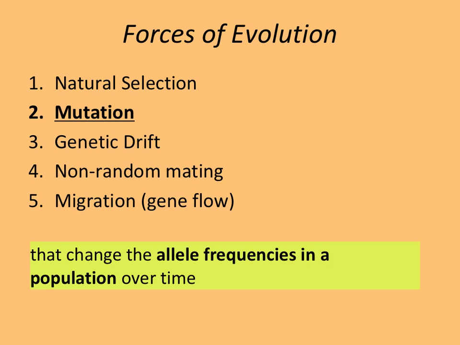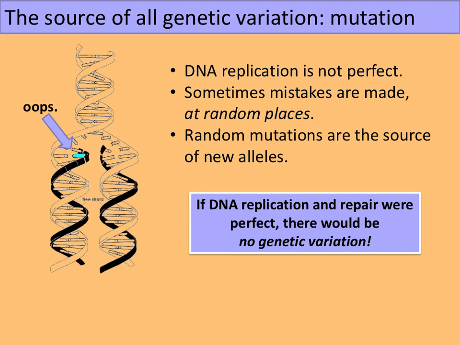So we talked about the forces of evolution, natural selection, evolution by natural selection. But there are other forces too: mutation, genetic drift, non-random mating. Mutation is because of DNA replication that goes awry. There are four bases, as we'll learn later on. If you have a substitution for one, you're likely to change the amino acid. Amino acids make up proteins. Random mutations are actually the source of all new alleles.